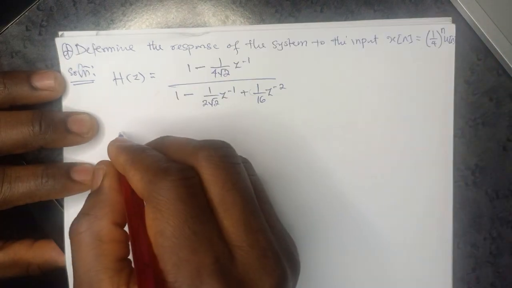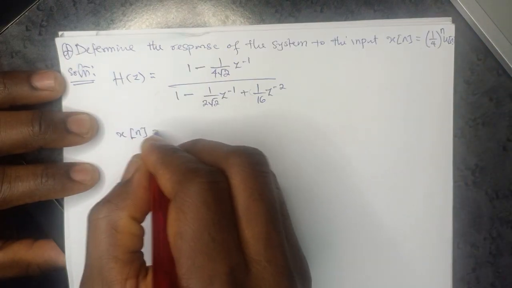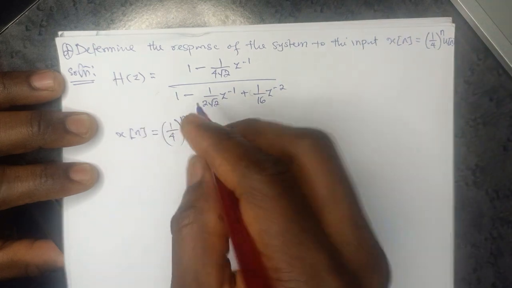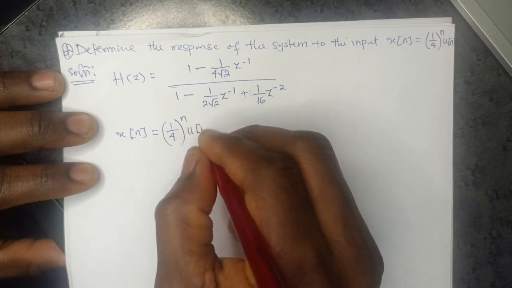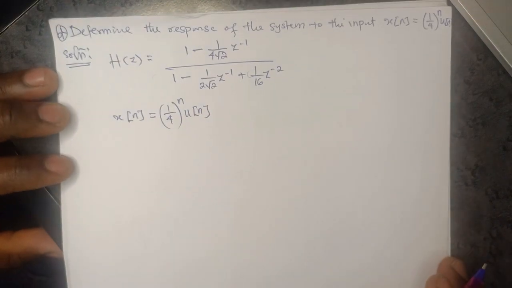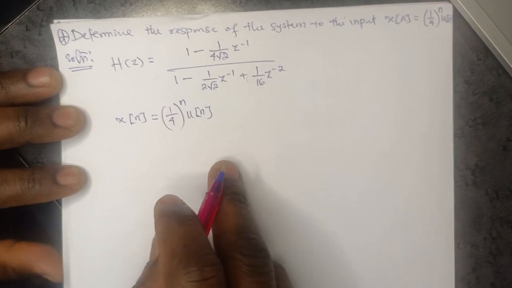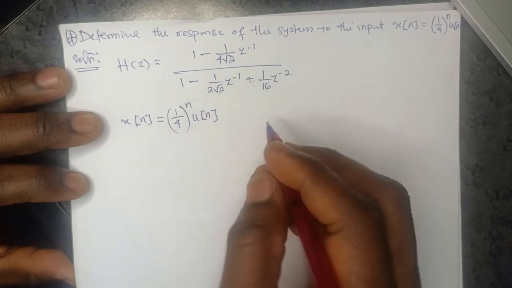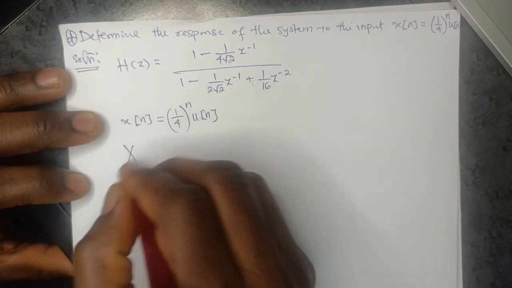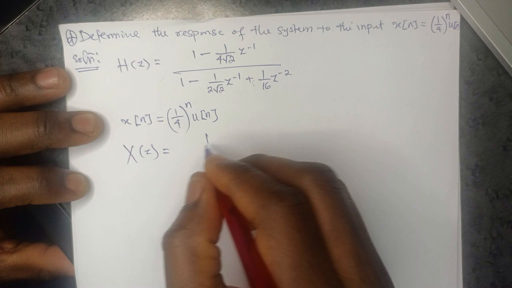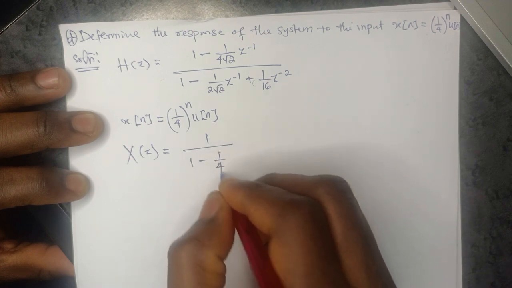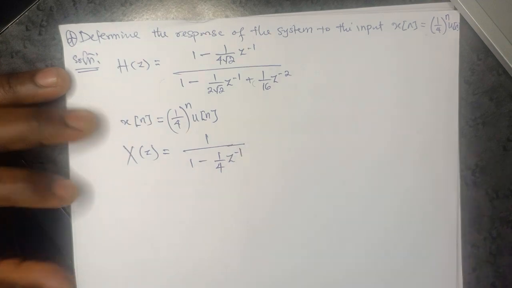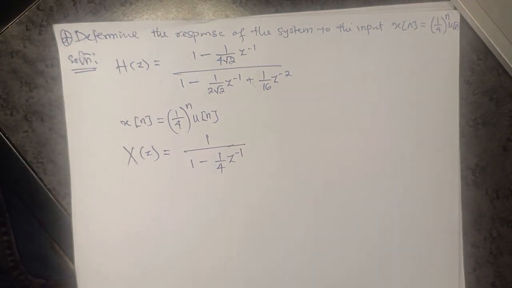Now we are given x of n at this point. So x of n is what? 1 all over 4 raised to power n, u of n. So what do we do? We convert this input to the z transform. So X of z is going to be 1 all over 1 minus 1 over 4 z raised to power minus 1. We know this, how to convert this.